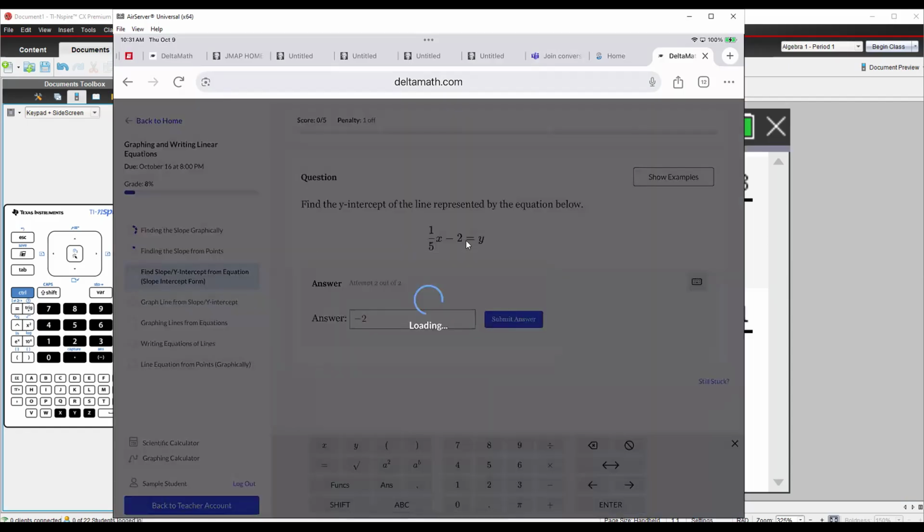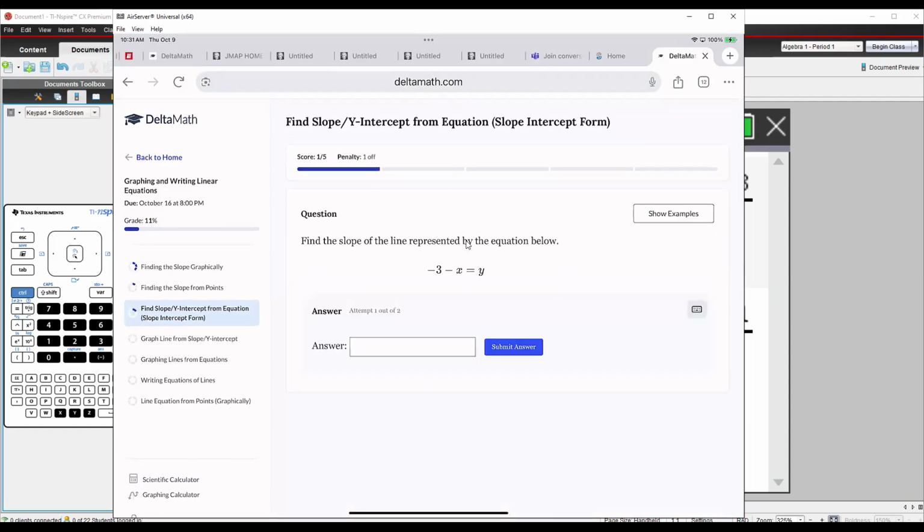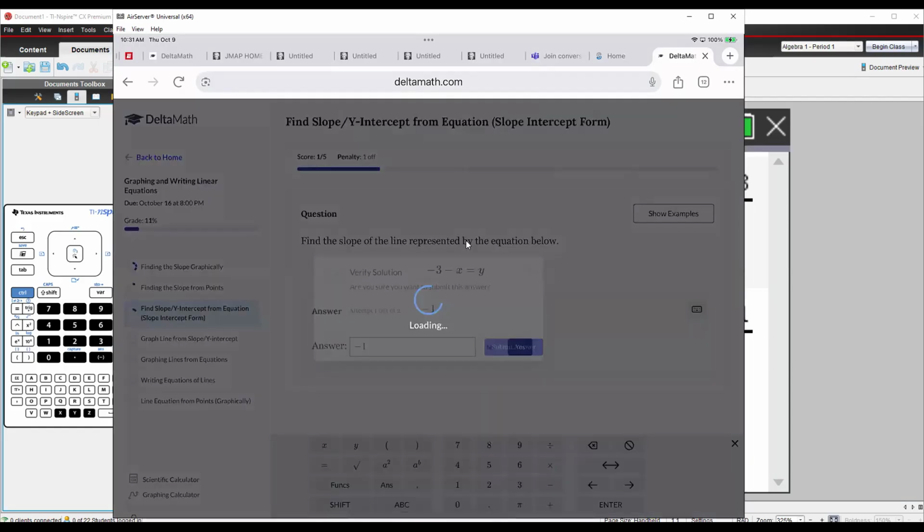All right, let's do another one. Now this one, they want the slope. So the slope for this one is going to be a negative 1. Now this is only true when you get y by itself. Whenever you get y by itself, whatever the coefficient of the x term is, that's going to be the slope.